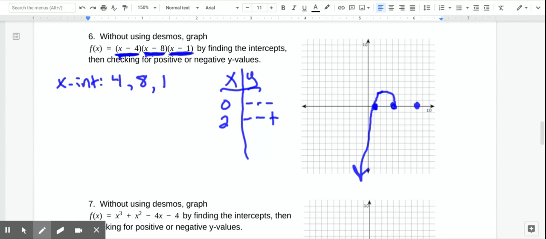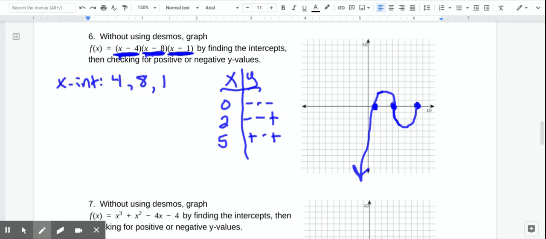So now that's the number, that's 4. I need to pick something in between these two. So I'm going to pick maybe 5. When I plug in 5 here, I get a positive number. Plug in 5 here, I get a negative. Plug in 5, I get positive. So positive times a positive is a negative. That means this part of the graph is negative. And at some point, we're going to have to turn around and come get that point.